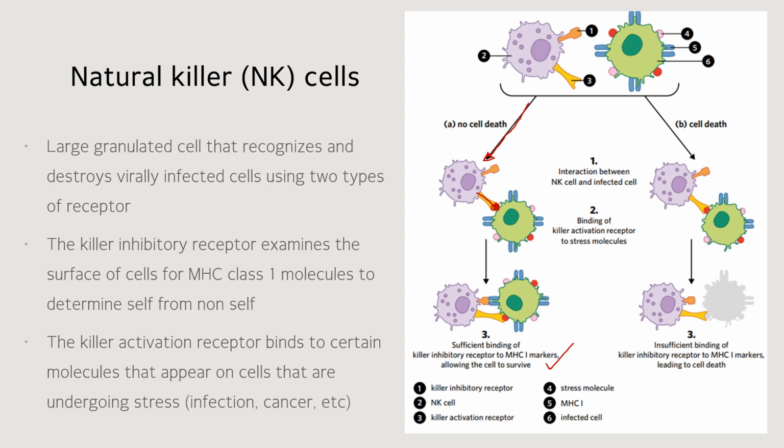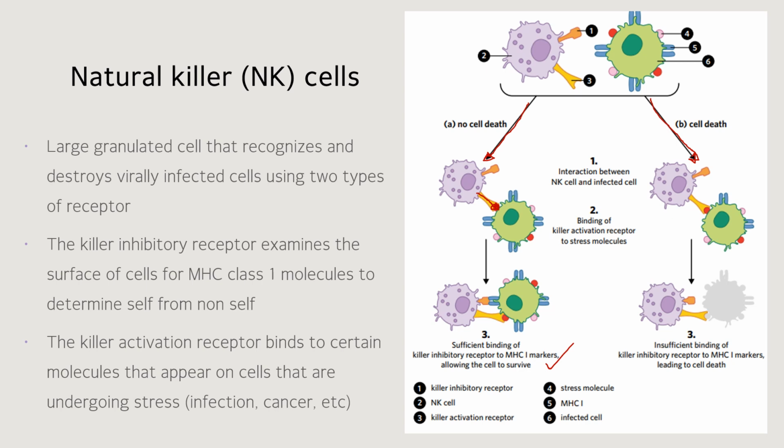The important one though is the killer activation receptor. So this is when there is insufficient binding of our inhibitory receptor to MHC class 1 molecules. So when a virus infects a cell, there's going to be certain molecules that appear on the cell surface. So when a cell is under stress, it's going to present different molecules on its surface to try and signal to other cells that there's something wrong.